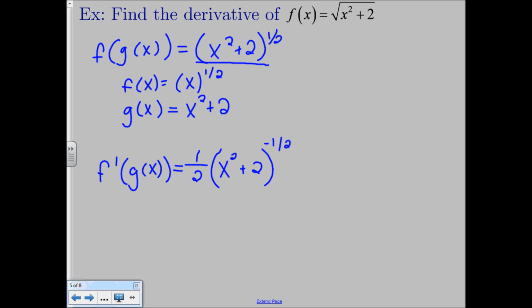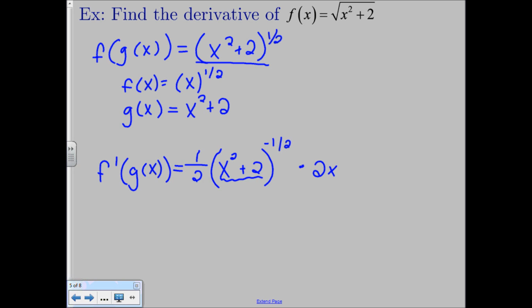And now normally in the power rule, this is where you stop. But because we have something here on the inside that has a derivative other than 1, we have to keep going. So now we're going to multiply by the inside of that function, by g prime of x. So the derivative of the inside is 2x.